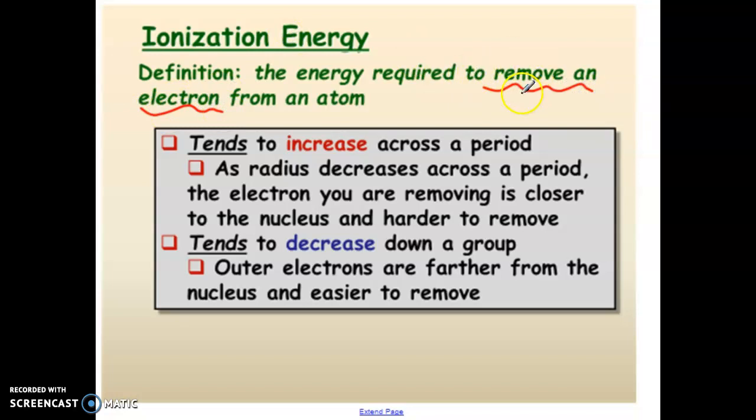So when we want to take away an electron, let's say we want sodium to become sodium positive 1, in order to take away that 1 electron, it takes energy for that to happen. It just doesn't happen on its own. So the more energy that it takes to do this, the more difficult it becomes. The smaller the amount of energy, the easier it is to remove an electron, right?